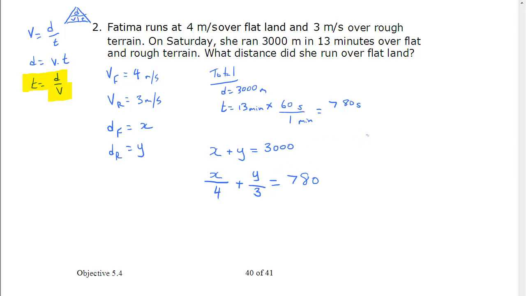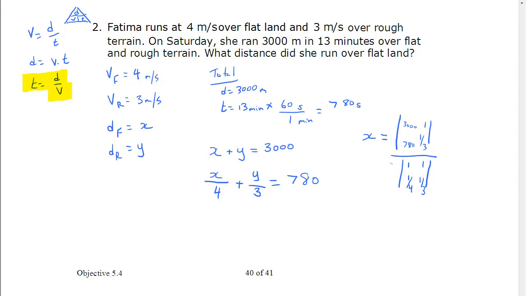I'm going to solve this one using determinants. It's written x with x, y with y. If you want to use substitution and elimination, those work just as well. So we're going to find x by writing the two determinants that give us the x value. The coefficients then are 1 and 1 over 4, and 1 and 1 over 3. We want to find x first, so we're going to replace the 1 and 1 over 4 with 3,000 and 780 and keep the y at 1 and 1 over 3.